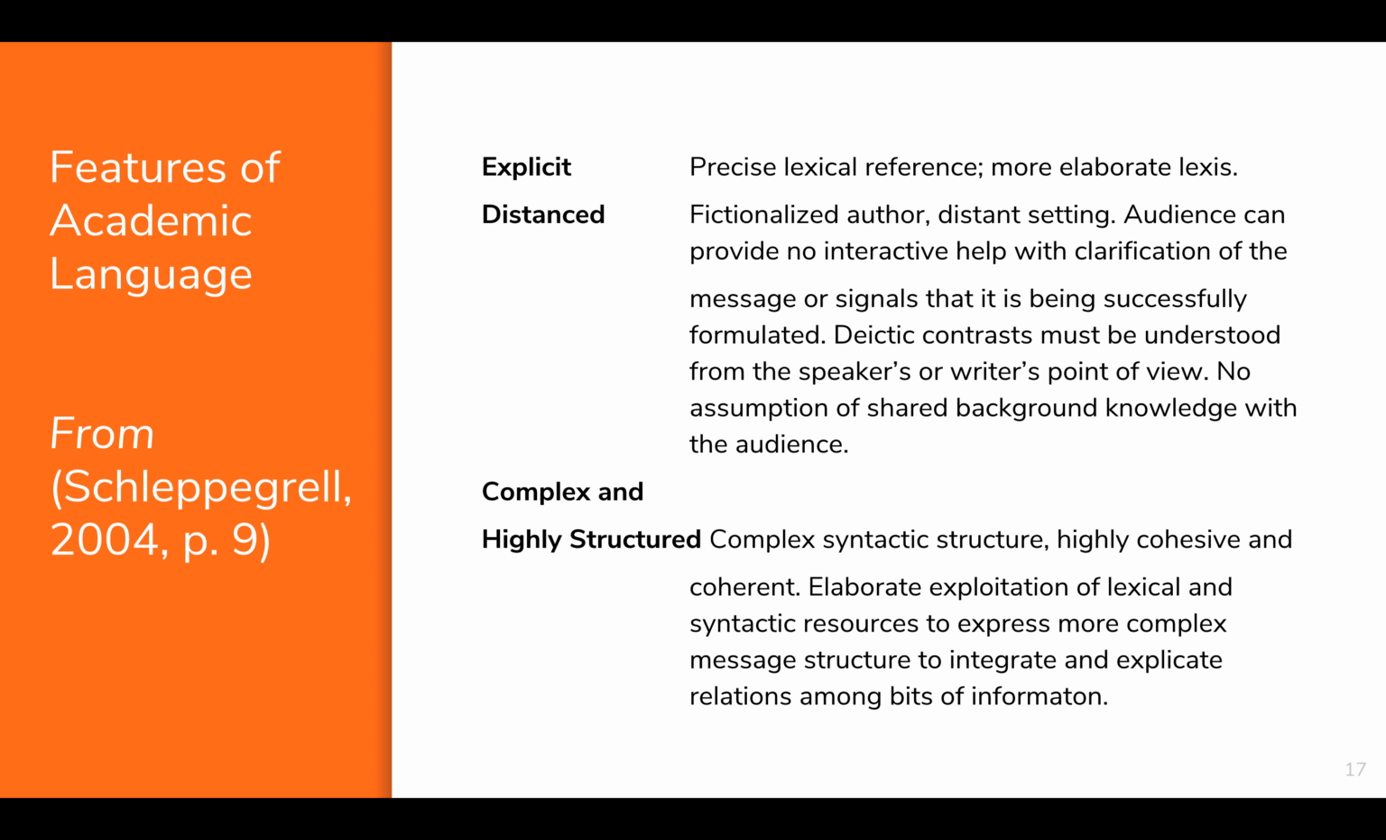Secondly, academic writing a lot of times has a certain distance to it. You're oftentimes writing in a third person. The setting is often distanced. Your audience really does not provide much interactive help or clarification with the message you're sending. When you're pointing to certain types of contrasts or contexts, there is no assumption of any kind of shared background knowledge with the audience. So you basically have to put in and embed all that context within the writing itself.